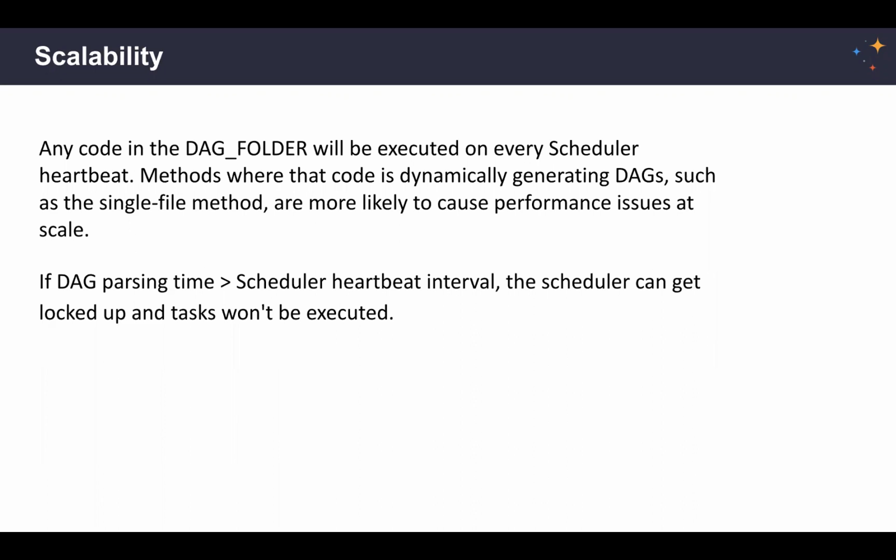You especially want to be careful if you are making any function calls in that file to external systems, because that's going to happen all the time. So if you're trying to hit a database to get a set of tables that you're going to parameterize your DAGs based on, or an API endpoint, that can be really problematic if that's happening once every couple of seconds. A good benchmark to look out for is if your DAG parsing time ends up being larger than the scheduler heartbeat interval, then your scheduler is going to get locked up and your tasks won't be executed. So if you have dynamically generated DAGs in this manner and you notice that none of your tasks are getting scheduled, this can be a good thing to look at.